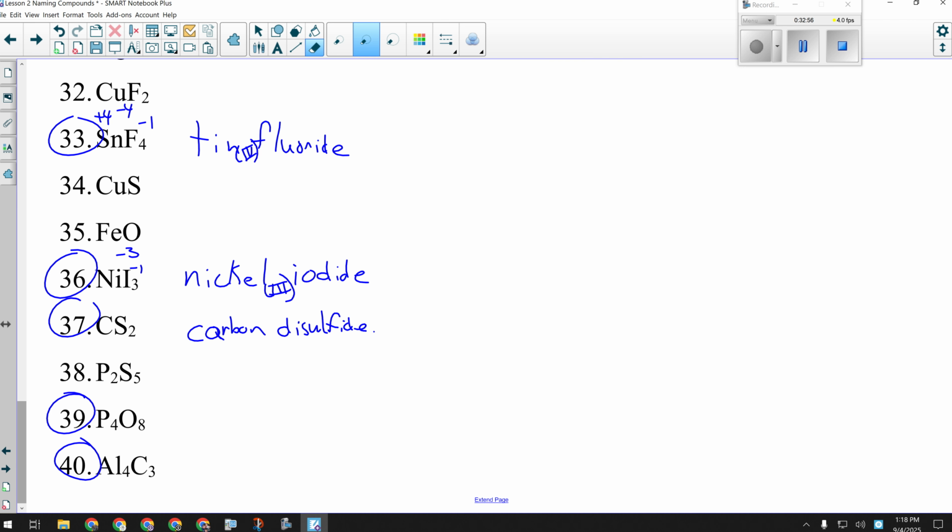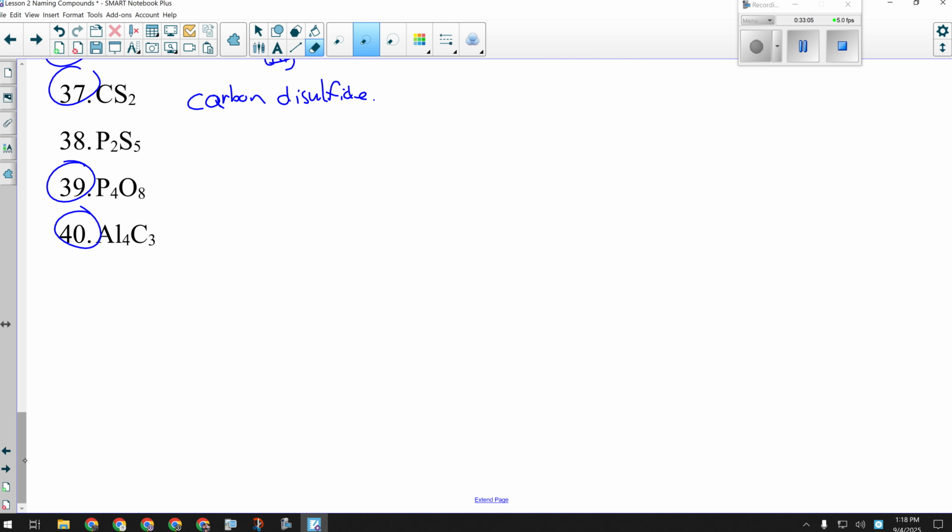All right, and then for 39, P4O8. Ionic or molecular? Molecular. Is there a mistake? Should that be reduced? No, because it's molecular. So what prefix goes in front of phosphorus? Tetra. And then what would go in front of oxide? Octa.